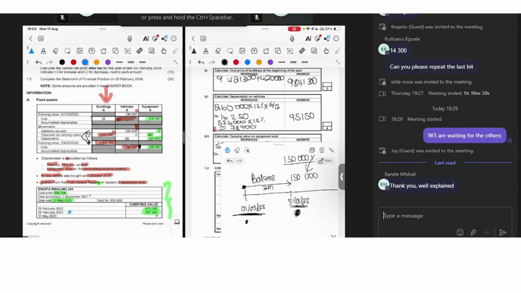So how do we count the 3 months? The 1st of March, so we're counting March, April, and we're also counting May because we got rid of this at the end of May. So that means we've used it for the month of May. So that's how we got the 3 months. So now is the 3 months making sense? Okay, perfect. Any other question?